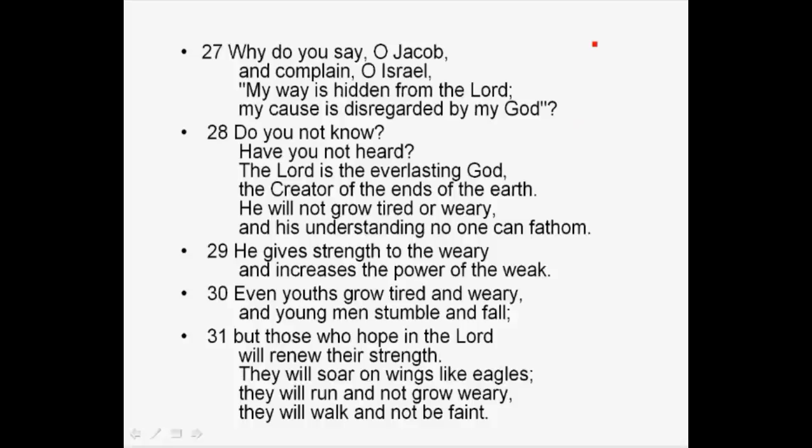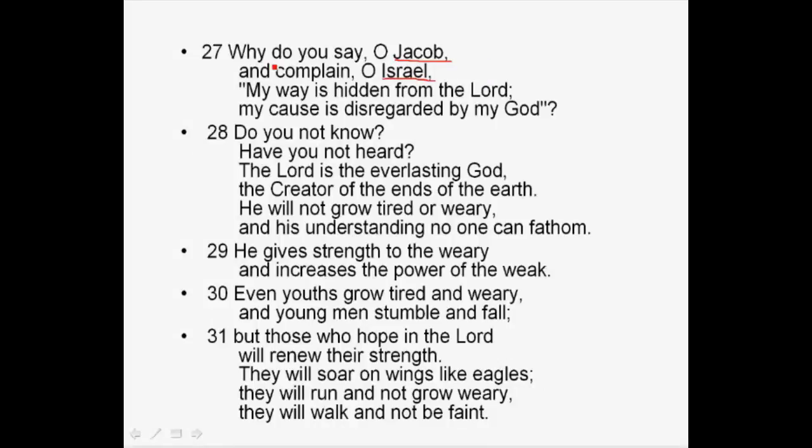The prophet asks, "Why do you say, O Jacob, and complain, O Israel?" You'll see why these terms are parallel to each other. Well, you'll see this during the lecture. But Jacob and Israel, there's a connection there. You'll see it in the lecture. So the prophet asks first Jacob and then Israel, "Why do you complain about God?"